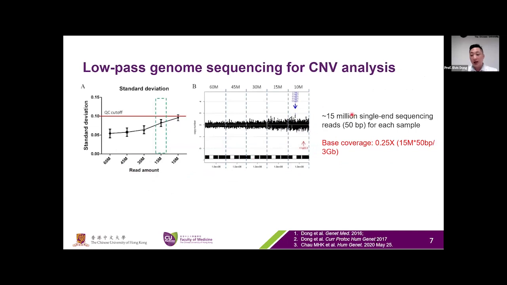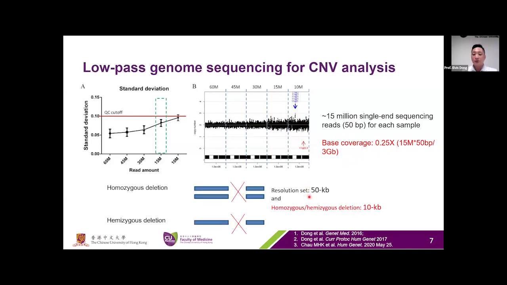In our lab, we usually generate a median of no less than 15 million read pairs for CNV analysis. That is because in this simulation, from the same sample, if we generate 60 million reads, then 45, 30, 15, and down to 10 million, the background noise becomes larger and larger. With 10 million reads, we can see lots of background signal, which is false positive signal. So we use 15 million reads as the cutoff for the analysis, which is equivalent to 0.5 times genomic coverage for CNV analysis.